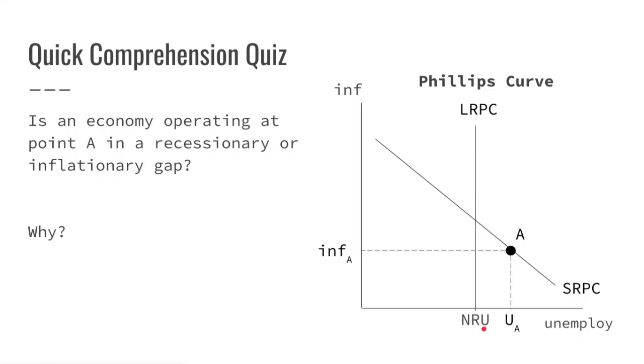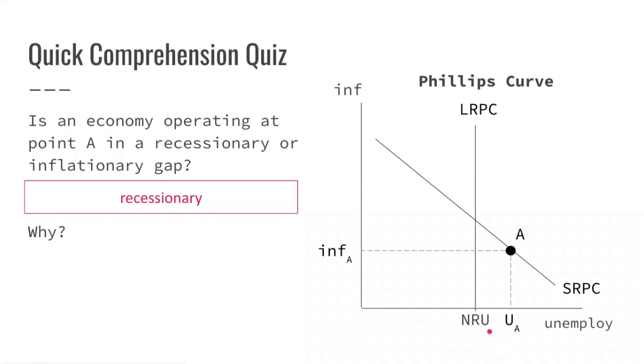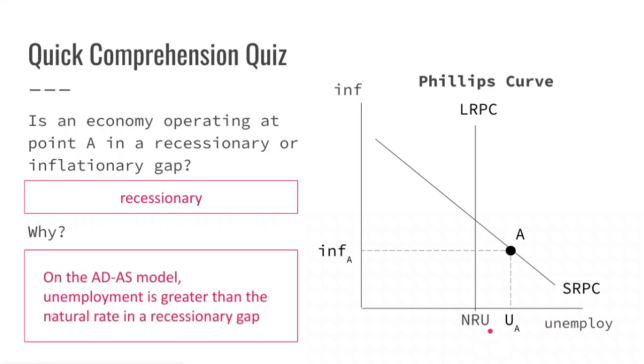So the answer is that we are in a recessionary gap. And then how can we tell this? We can tell because if we're on the ADAS model, unemployment is greater than the natural rate in a recessionary gap. So because we're producing at a lower level, so we have less workers. So now all these people, there's less jobs available. So now they're going to be looking for more jobs, but they're still unemployed. So we can see that here, the natural rate is right here.